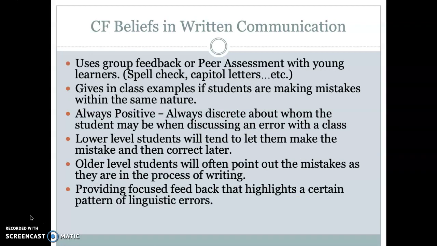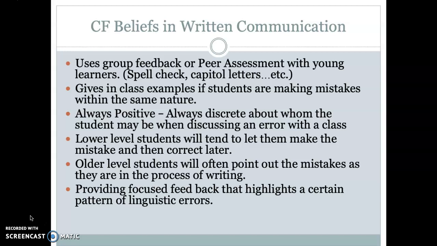Beliefs in written communication. He likes to use group feedback or peer assessment with young learners to spell check and check capital letters. He gives examples if students are making mistakes of the same nature. Always positive. Always discreet about who the student may be when discussing an error with the class. Lower level students will tend to be allowed to make the mistake and then be corrected later. Older level students will often have mistakes pointed out as they are in the process of writing, and he provides focused feedback that highlights a certain pattern of linguistic errors.